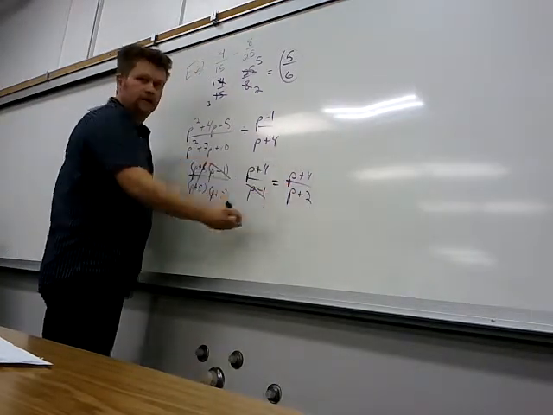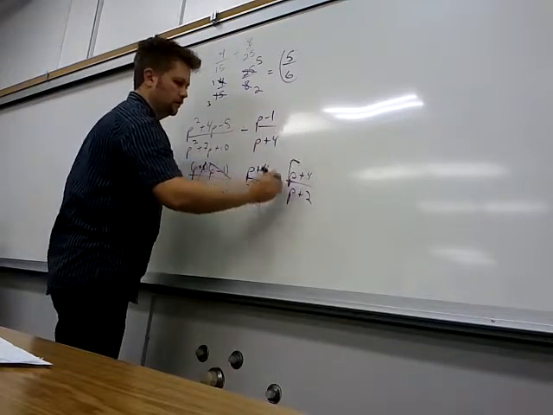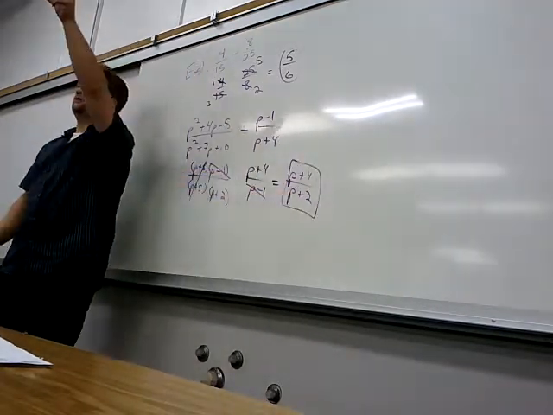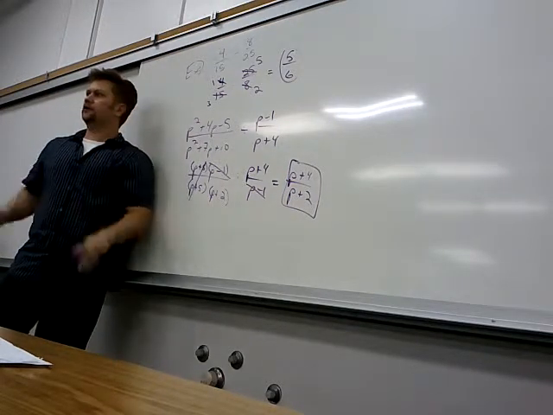Now can you make this cancel that? No, because they're part of addition. You can't make that a 2, no. That's all you can do. The top has a P plus 4, the bottom has a P plus 2. They have nothing in common. That's as far as you can go.